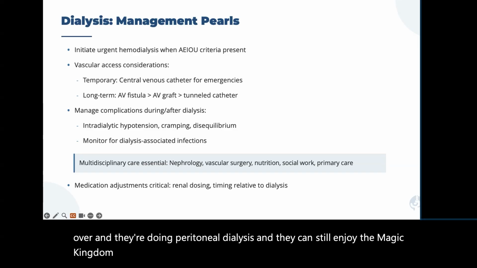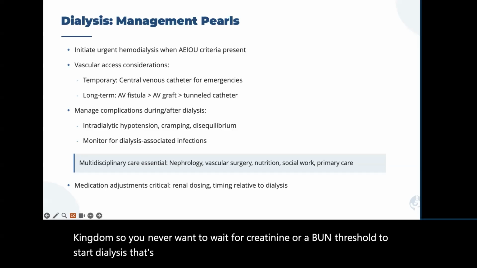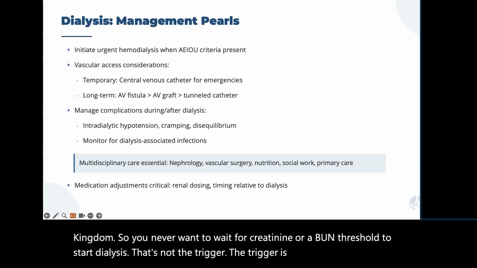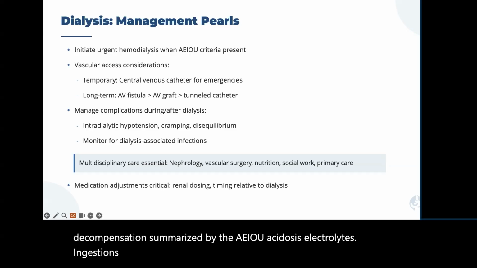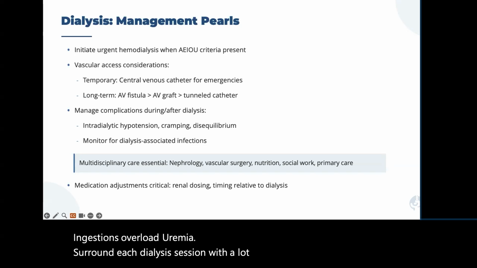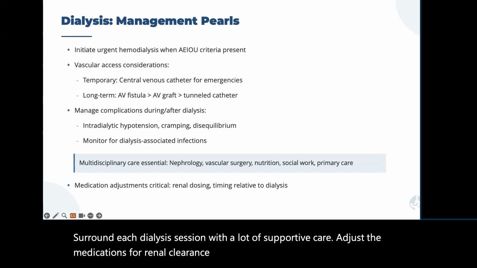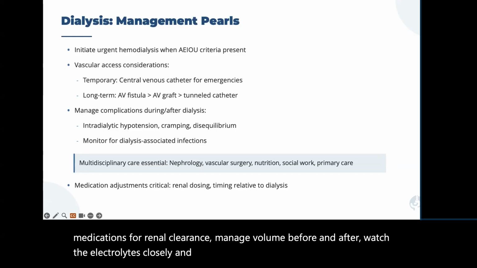So you never want to wait for a creatinine or a BUN threshold to start dialysis. That's not the trigger. The trigger is the clinical decompensation, summarized by the AEIOU: acidosis, electrolytes, ingestions, overload, uremia. Surround each dialysis session with a lot of supportive care. Adjust the medications for renal clearance, manage volume before and after, watch the electrolytes closely, and learn to anticipate complications.